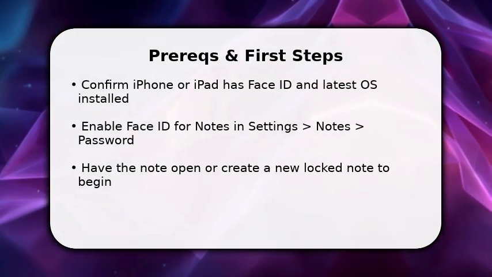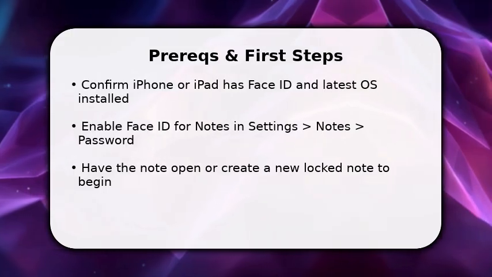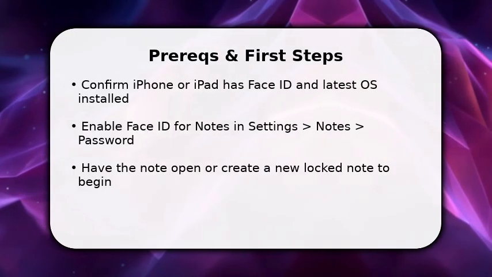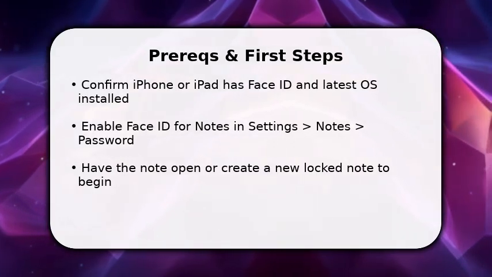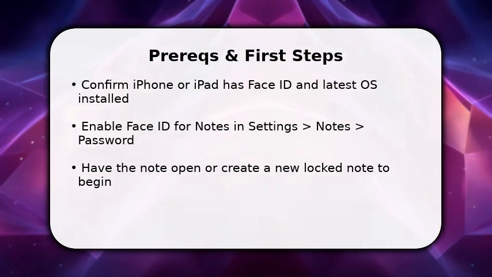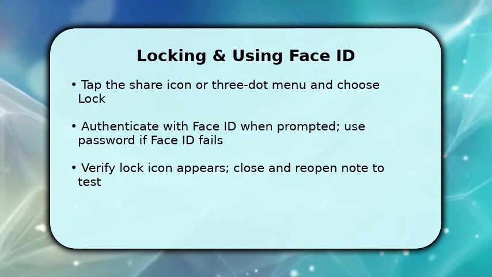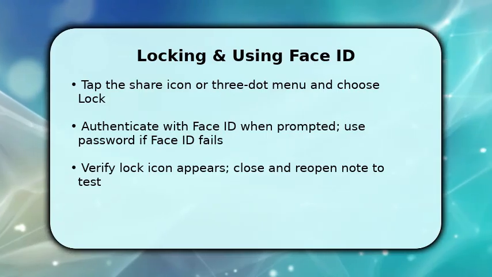Now return to the Notes app and either create a new note or open the one you want to lock. You're ready to attach a lock. Proceed to lock this note now so Face ID can be linked to that specific entry. Now lock the note. Tap the three-dot menu or share icon and choose Lock.